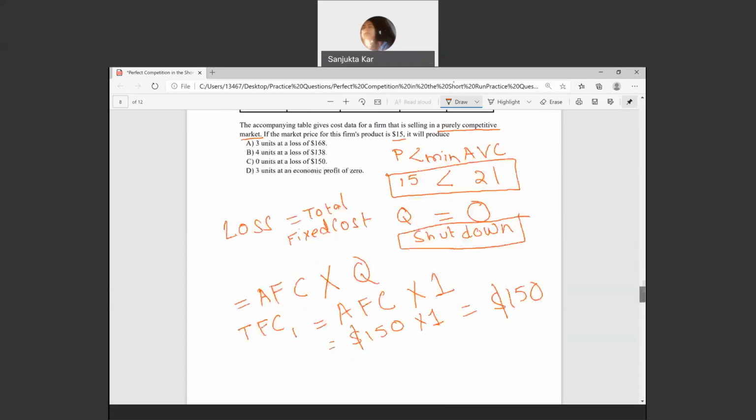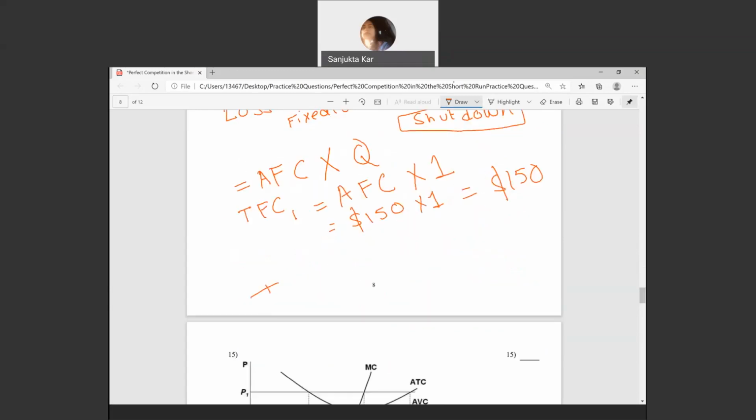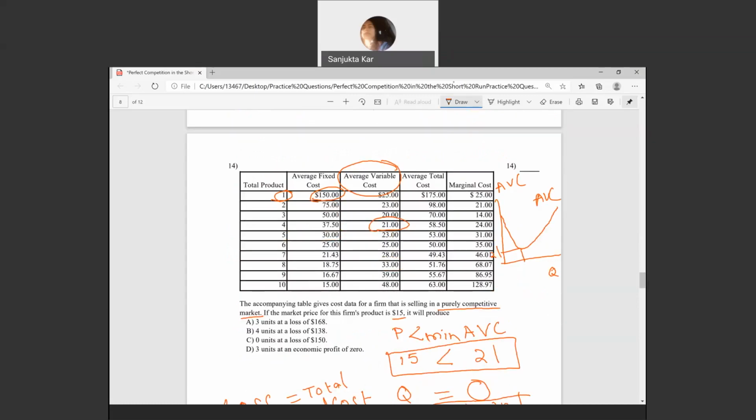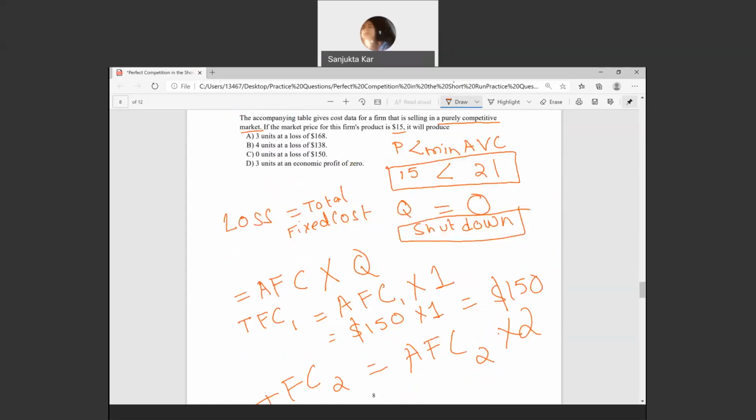Now the total fixed cost for the second unit of output is the average fixed cost for the second unit of output times 2. So this will be equal to 75 times 2.